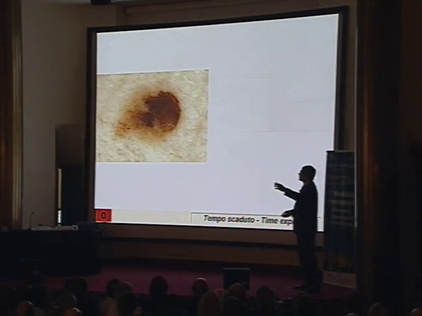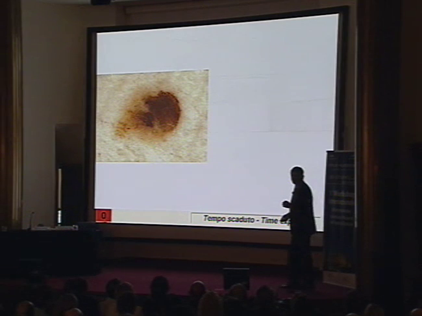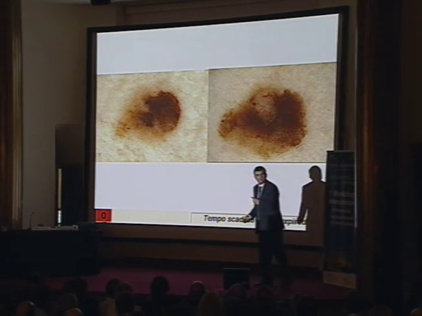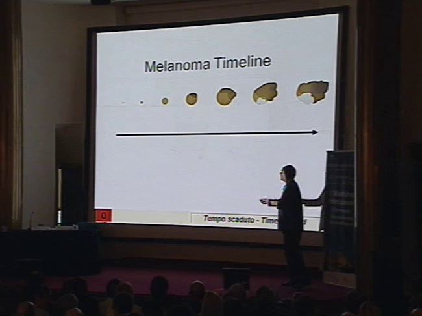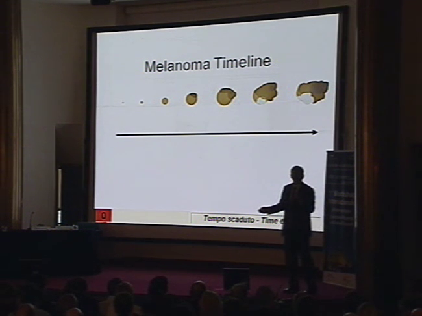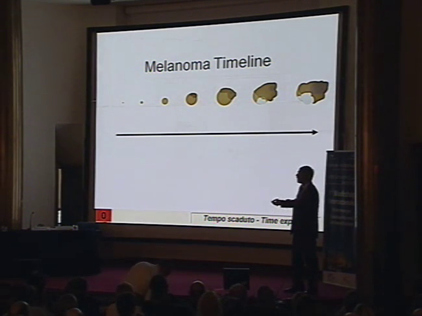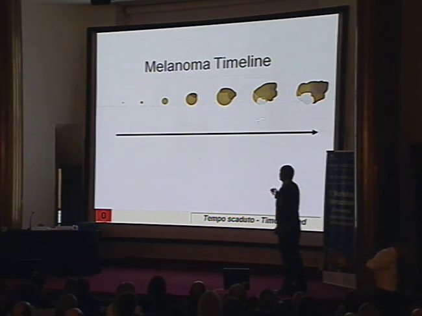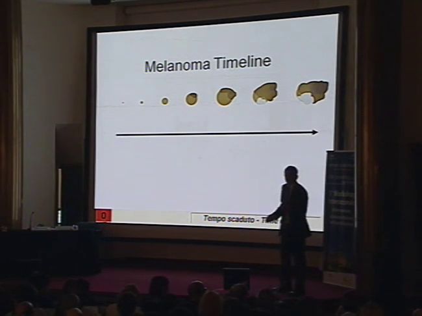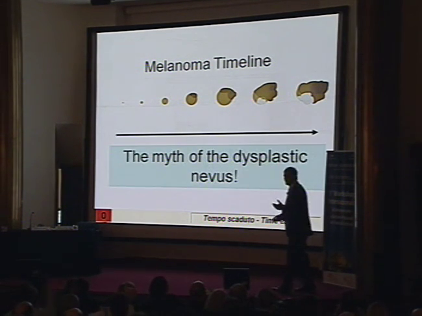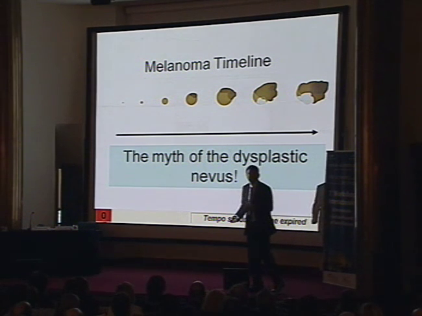And the last example. This lesion should not have been monitored, because it's a clear-cut melanoma. And what happened? This. So what I've showed you, and I hope to continue that at 5 o'clock, is that those lesions that we monitor are melanomas from the start. And in my second talk in the afternoon, I will attack the myth of the dysplastic nevus. Thank you.